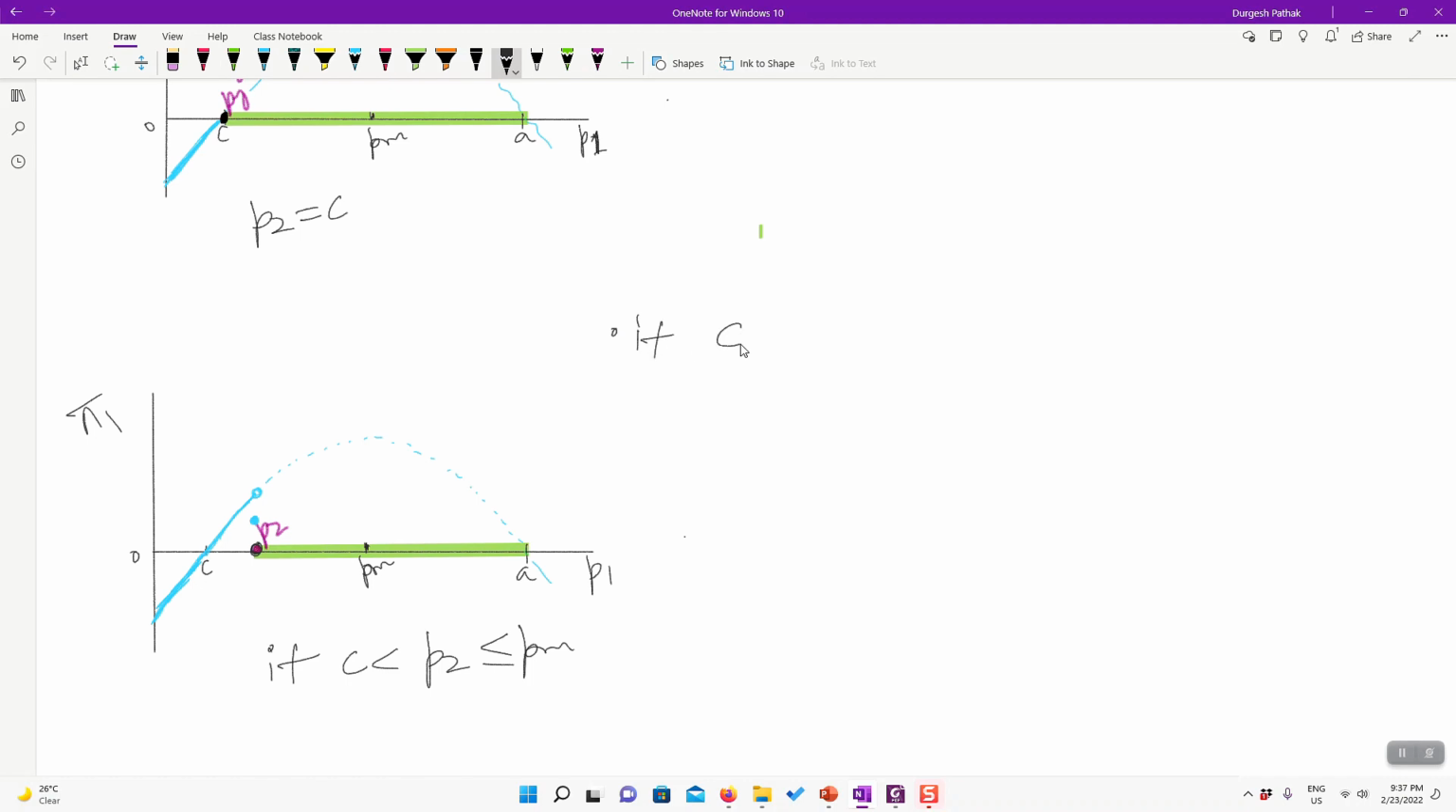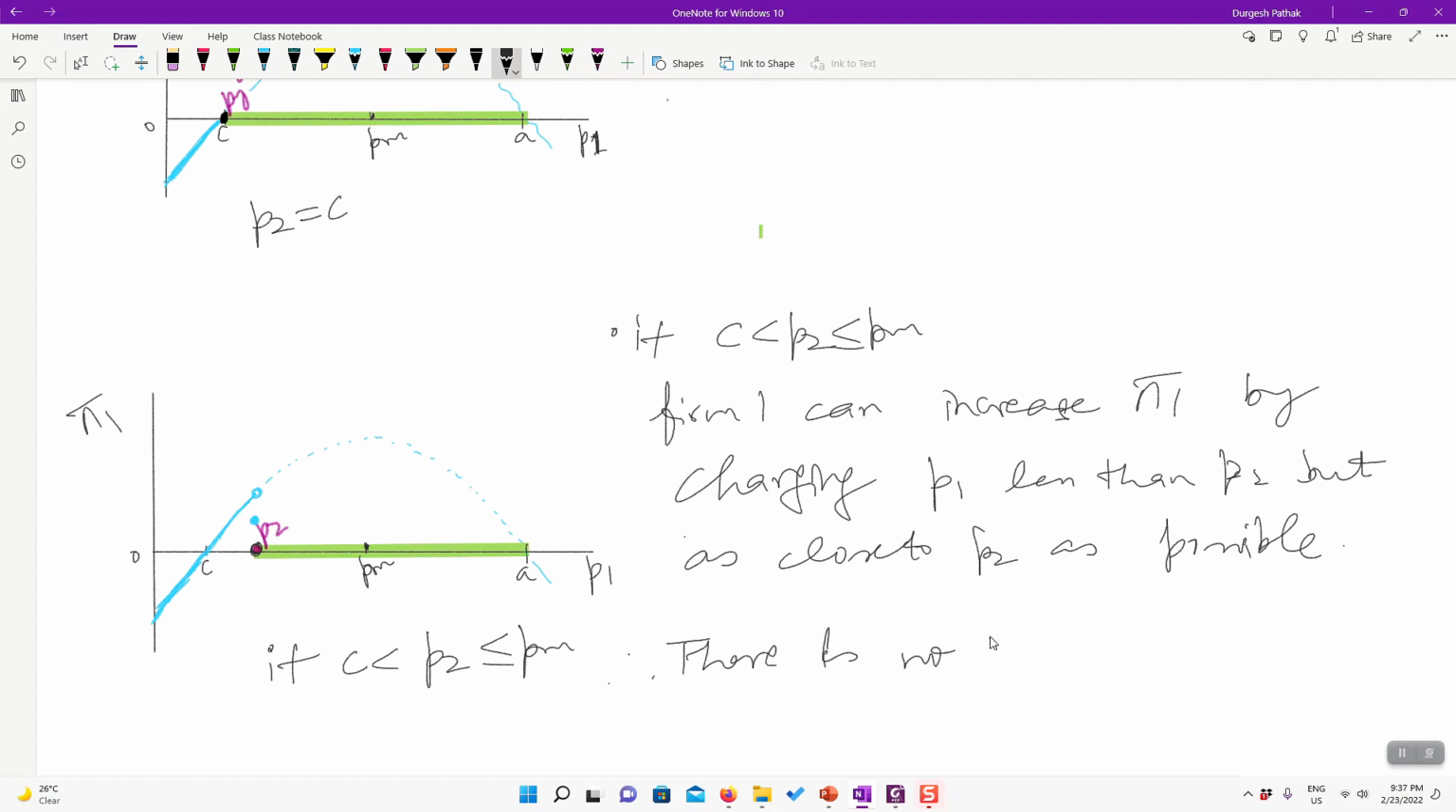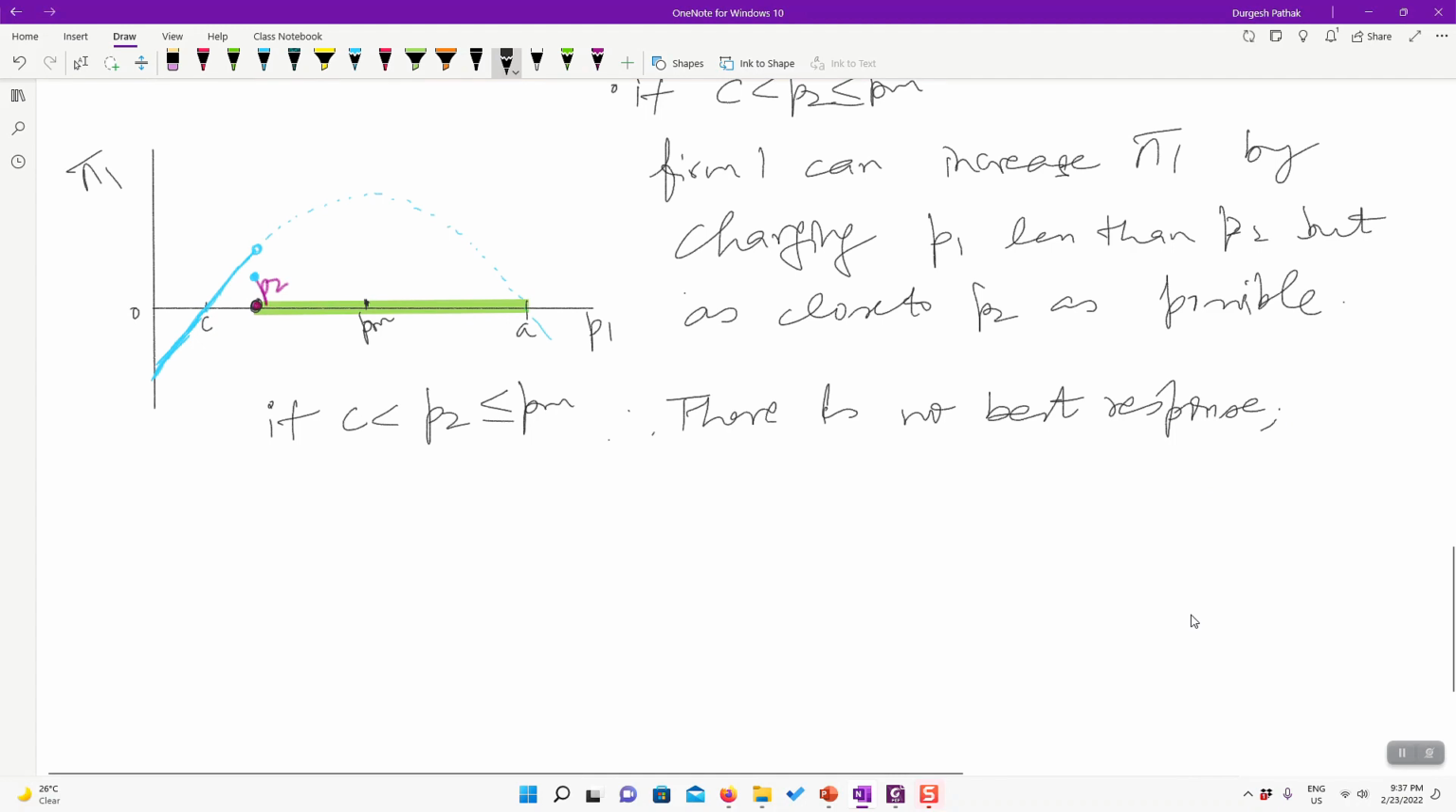So I am writing if C is less than P2 is less than or equal to PM, firm 1 can increase pi 1 by charging P1 less than P2 but as close to P2 as possible. So in this situation there is no best price, there is no best response because we do not have any best price that can give me the maximum profit. I can always increase my profit by charging slightly lesser than P2 but slightly more than what I was charging earlier.